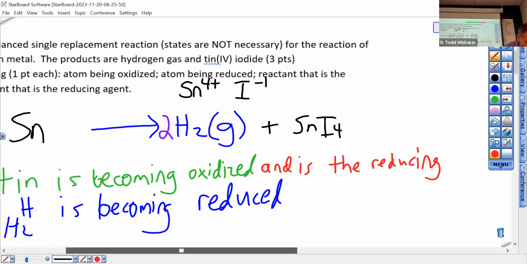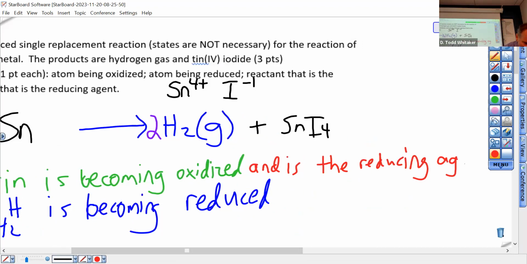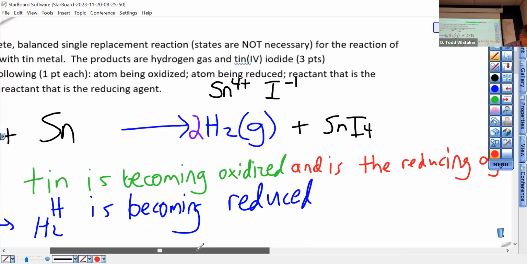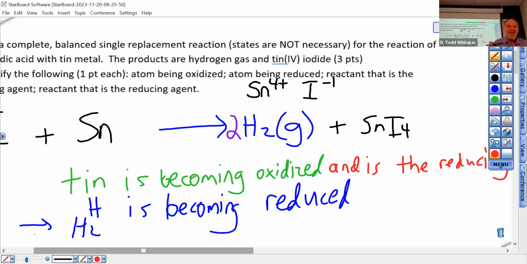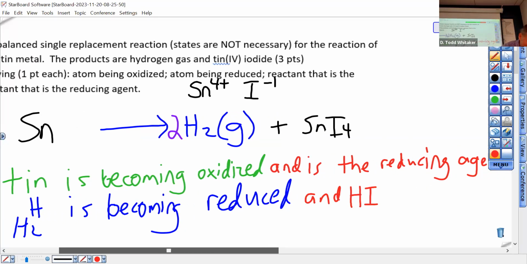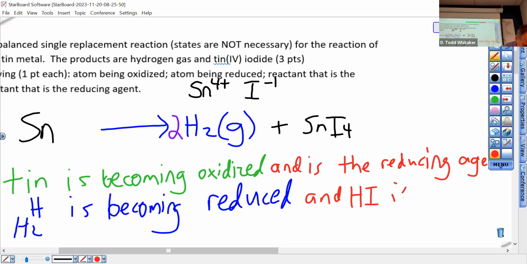Now, careful how you do the next one. Because the whole species is the agent. So H is actually part of something when you started. So you say, and HI is the oxidizing agent. If H became reduced, it means it caused the other atom to get oxidized. But it's part of HI when it's an agent. And HI is the oxidizing agent.